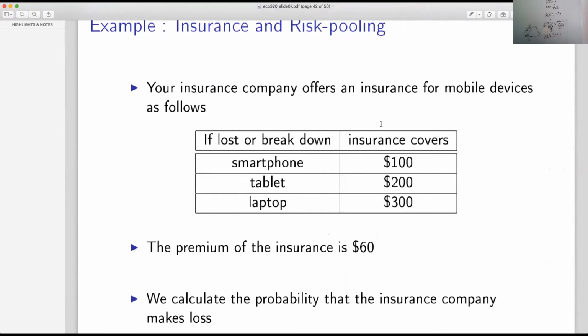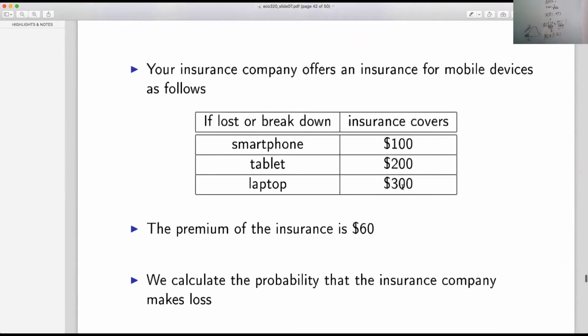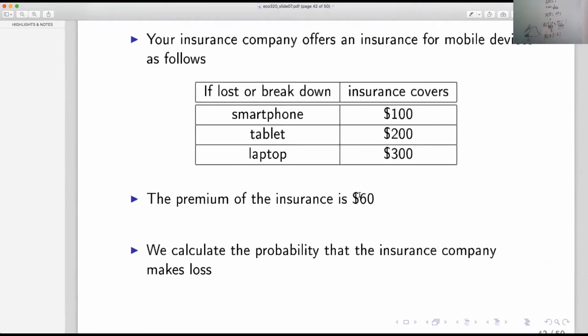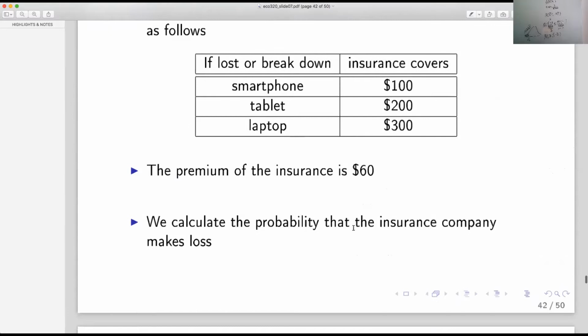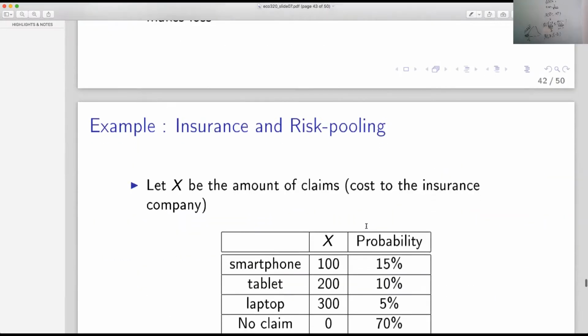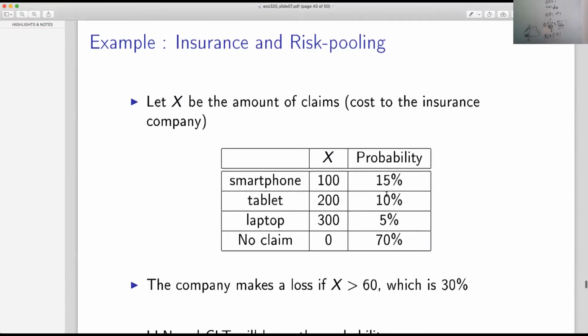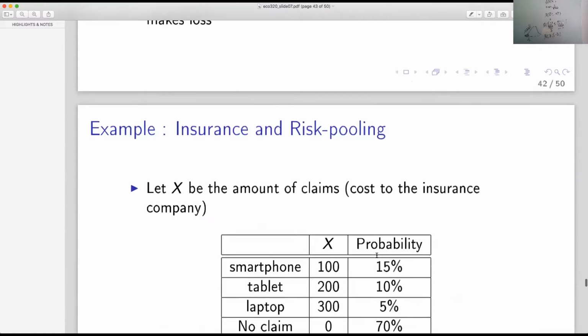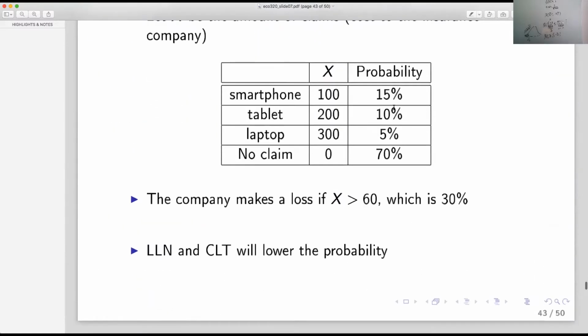So this is another type of question. Say an insurance company offers insurance for mobile devices, and the premium of the insurance is $60. We calculate the probability that the insurance company makes a loss. These are the probabilities; it's like a given, so you don't have to worry about that. Let's say this is some kind of probability distribution that is given.